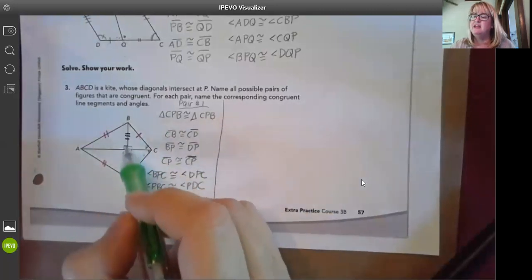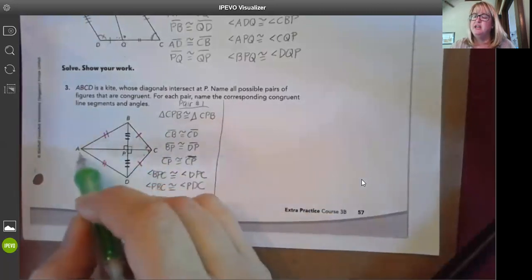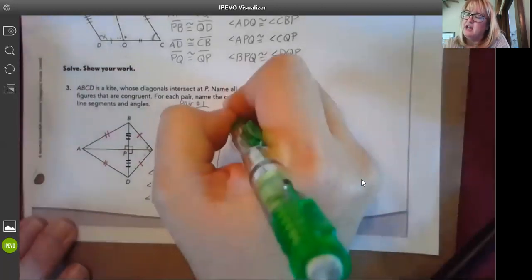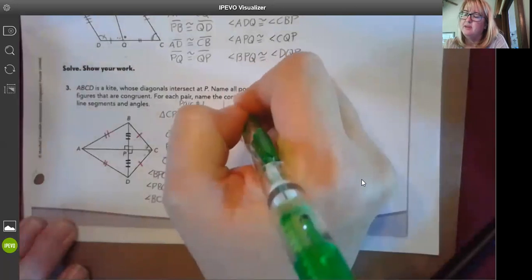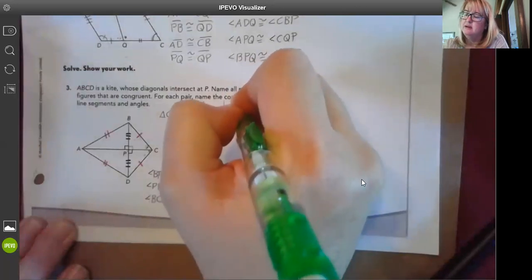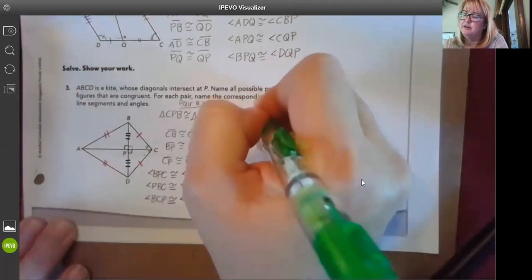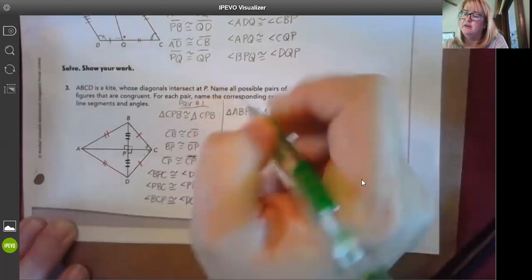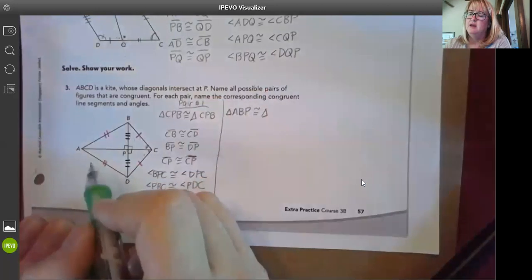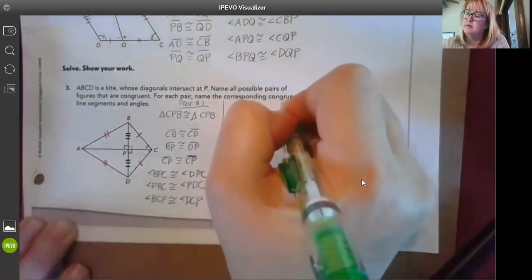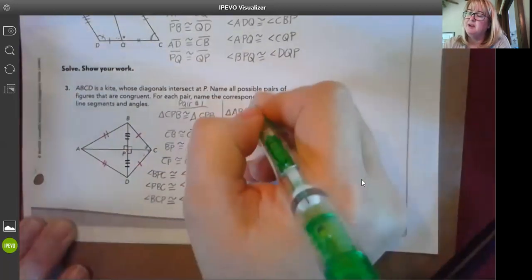Then we've got these triangles right here. This is our second set. So we've got triangle ABP is congruent to triangle APD. Okay, that's pair number 2.